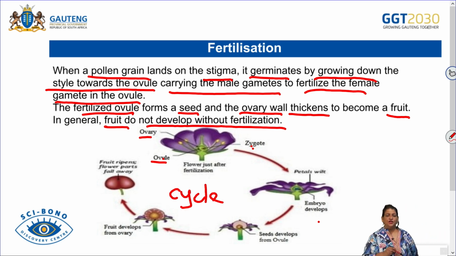And in this cycle, there's pollination, fertilization, new plant, new flowers, and again pollination, and that's how it continues. So without the two processes of pollination and fertilization, we will not be able to get fruits and flowers and food as well.